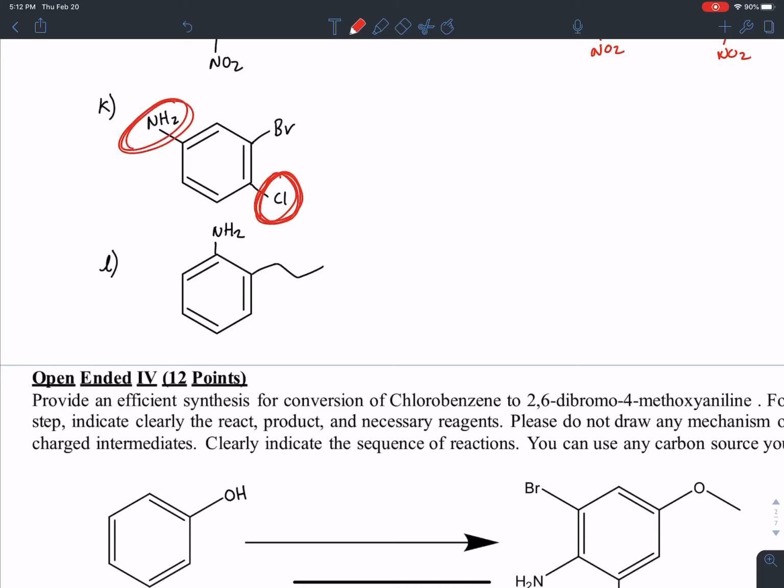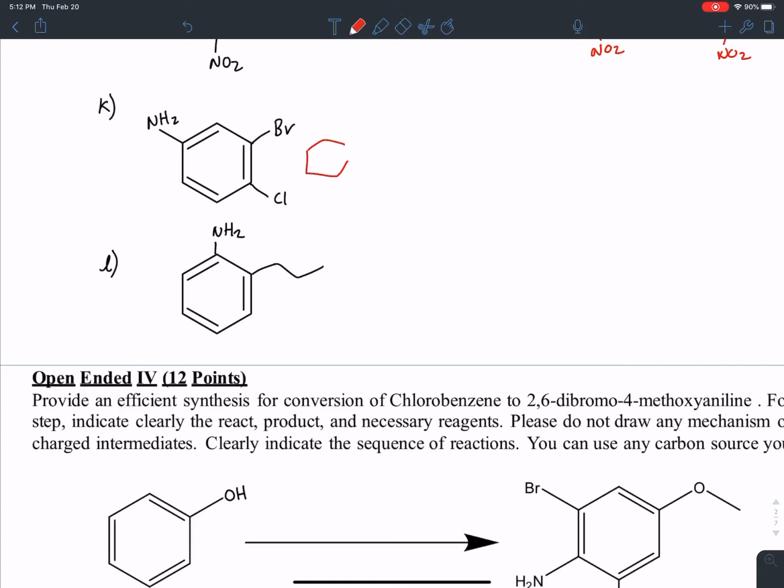Normally you would want to listen to the NH2, so why the heck would we listen to Cl here? Well, the way you can do this is you can put the Cl, then put a NO2, you would still listen to the Cl, so the Br would go here, and then you reduce the NO2. So that's what we're going to do.